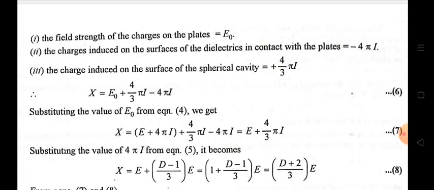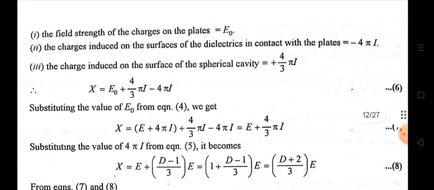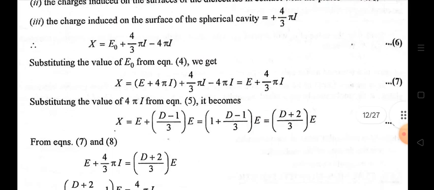Substituting the value of E naught from equation 4, we get X is equal to E plus 4 pi I plus 4 by 3 pi I minus 4 pi I, that is equal to E plus 4 by 3 pi I. That is equation 7. Substituting the value of 4 pi I from equation 5, we get X is equal to E plus (D minus 1 upon 3) into E, that is equal to (1 plus (D minus 1) upon 3) into E, which is equal to (D plus 2 upon 3) into E. That is equation 8.